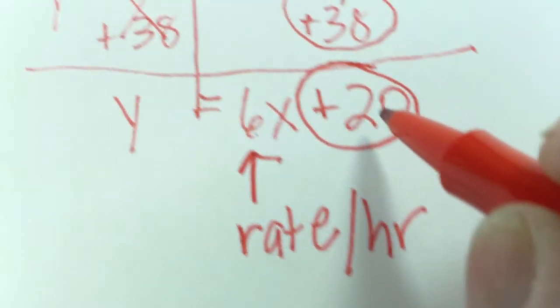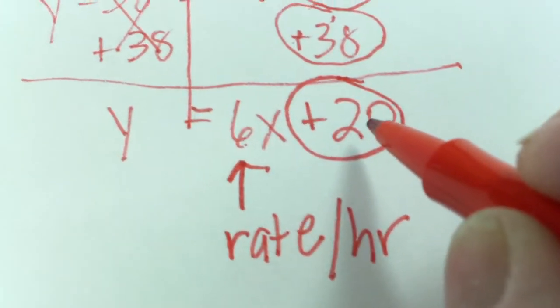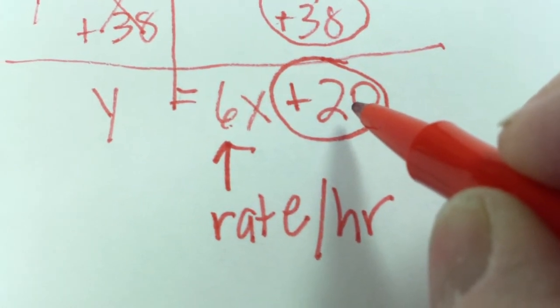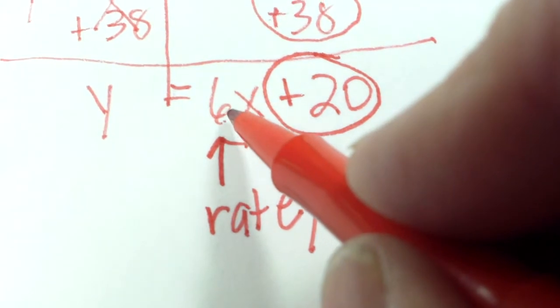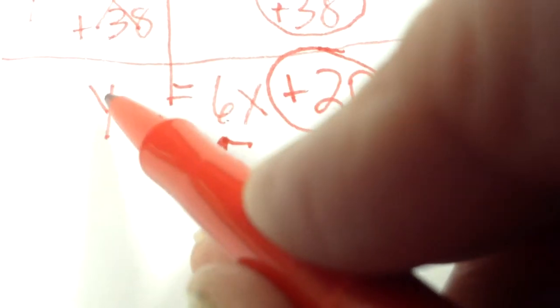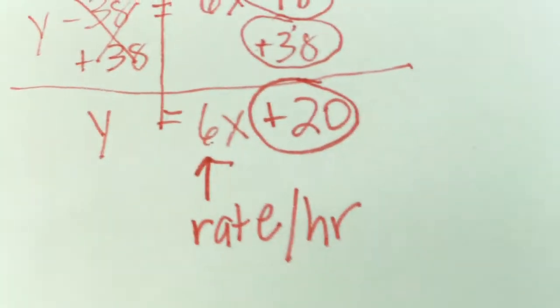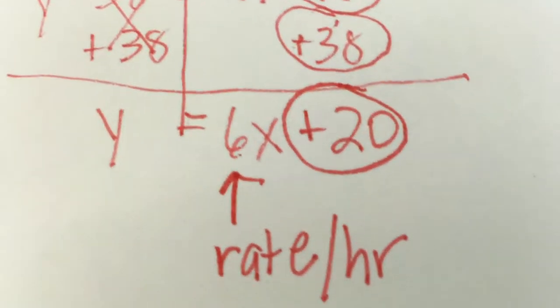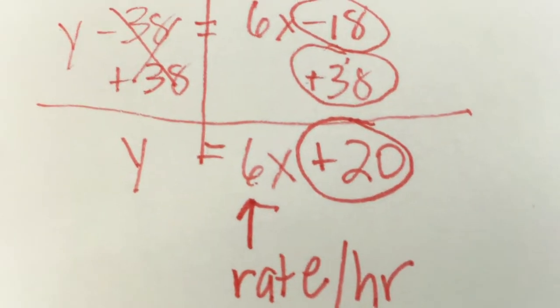And they say, okay, it's 20 bucks deposit just for walking in the door. And then every hour you got to pay an additional $6, and all that added together is going to tell you your total cost. I don't want to play a tuba anyway, so whatever.